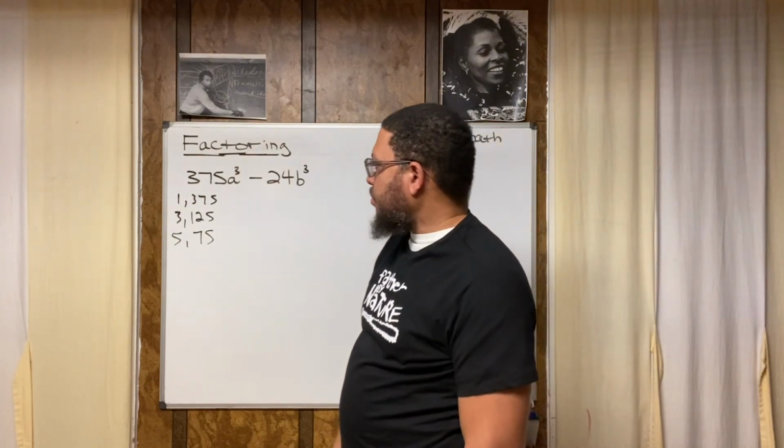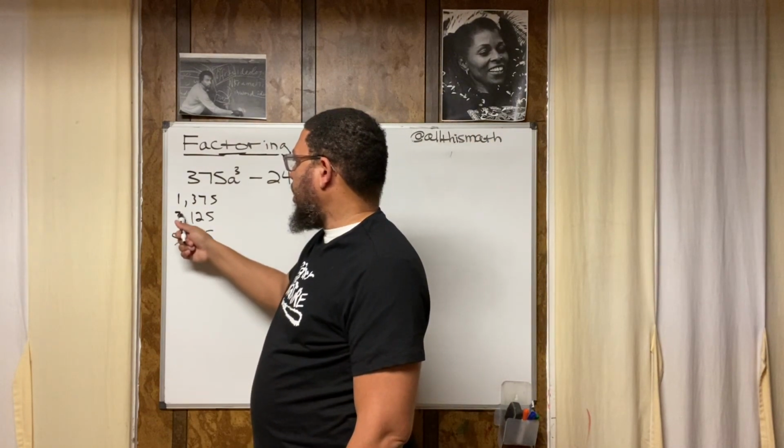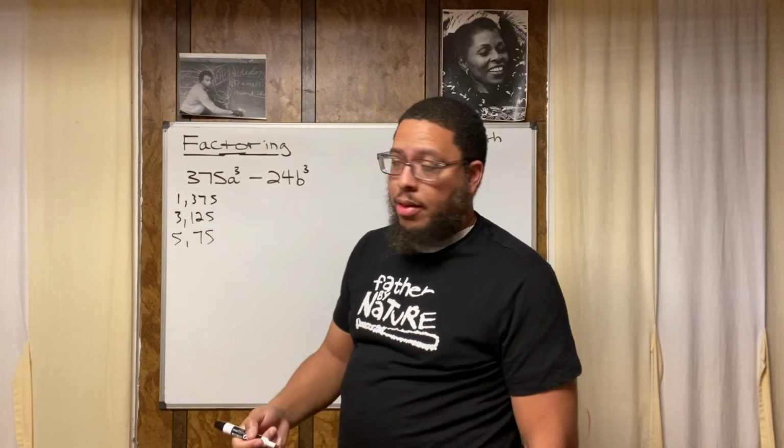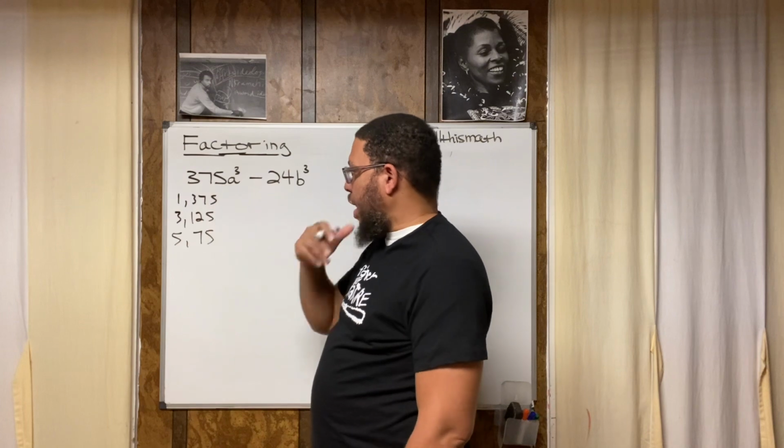What about 9? Now, 9, 3 times 3 is 9. So if I could do 125 divided by 3 and get a whole number, that means that 9 would be a factor of 375.